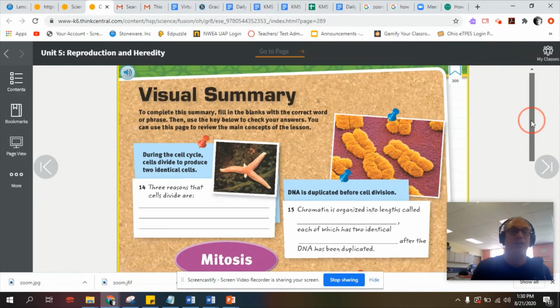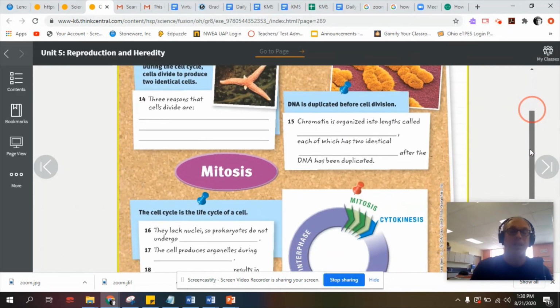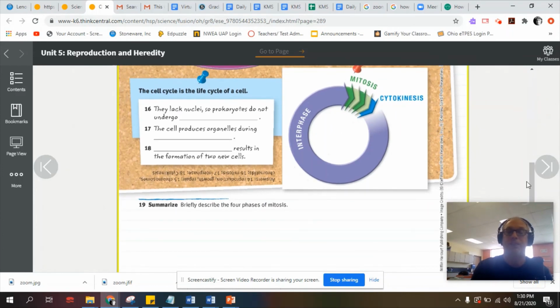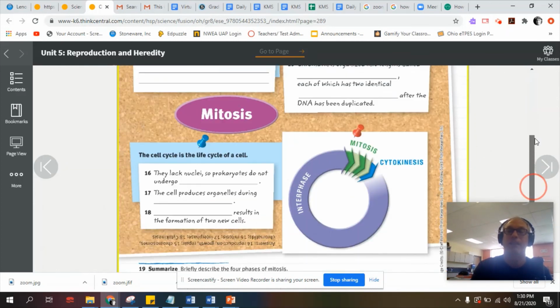Okay, so on this visual summary page, what I want you to do is just look at it and see if you can answer the questions. I will tell you this. The answers are below here. It's not a secret. So try to answer them and then see if you're correct.